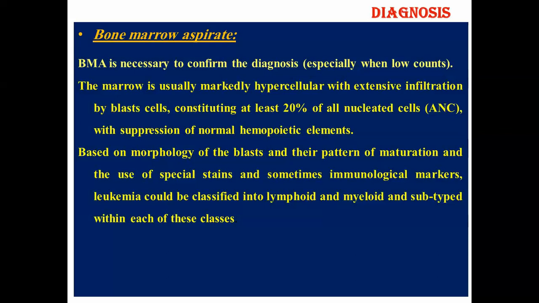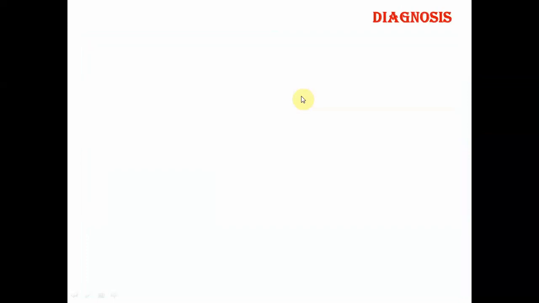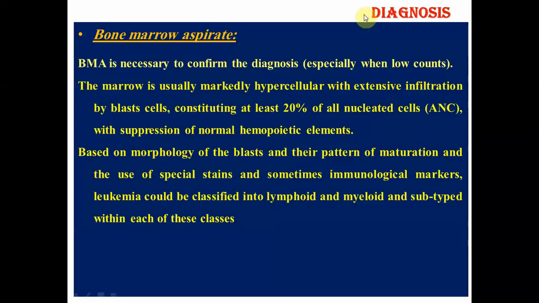So the marrow is usually markedly hypercellular with extensive infiltration by blast cells constituting at least 20% of all nucleated cells. All nucleated cells means erythroid and myeloid series, with suppression of normal hemopoietic elements.